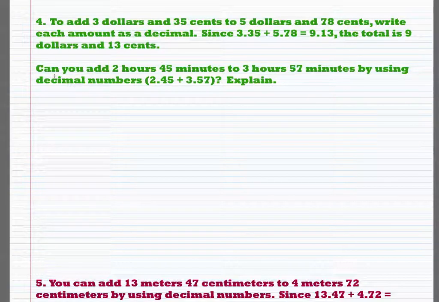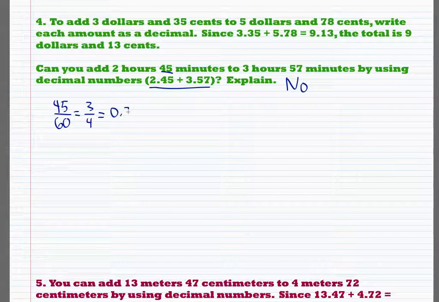So the answer to this question down here, can you add 2 hours and 45 minutes to 3 hours and 57 minutes by using this problem right here? And the answer would be no, because hours and minutes are not based off a power of 10. If you look at this, 45 minutes, it does not actually mean 45 hundredths. It doesn't mean 45 out of 100, it means 45 out of 60, because there's 60 minutes, not 100 minutes. So 45 over 60 actually reduces to 3/4, which is equivalent to 75 hundredths.